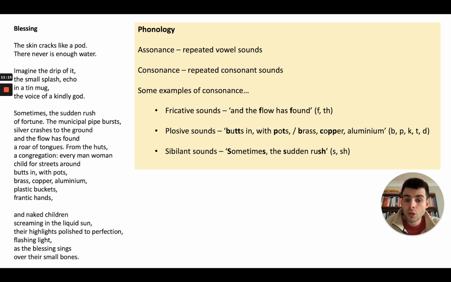Here, though, you can see this most obviously perhaps in the list. I haven't included the entire list, but it's there with plastic buckets. You can hear the buck. Can you hear that sound? It almost sounds like beatboxing. But you can also see it in this one, butts in with pots, brass, copper, aluminium. So you've got the sound.